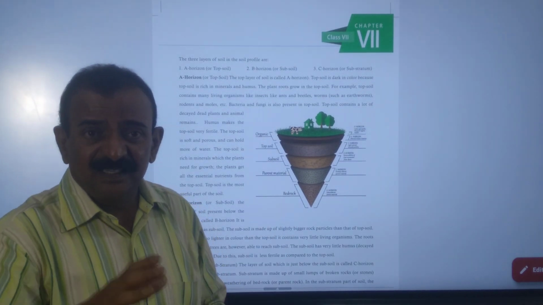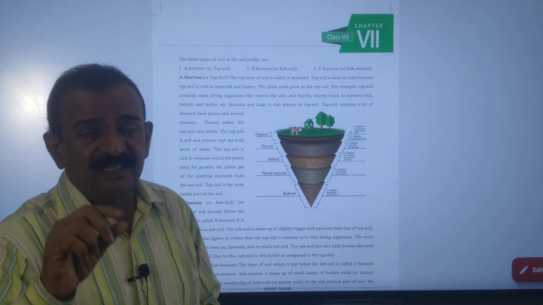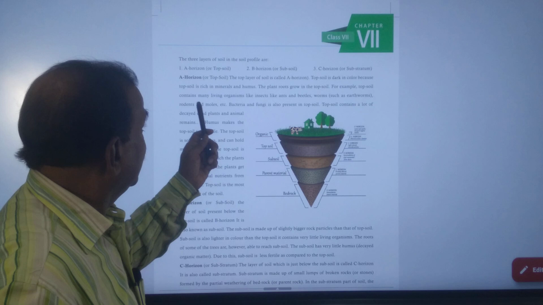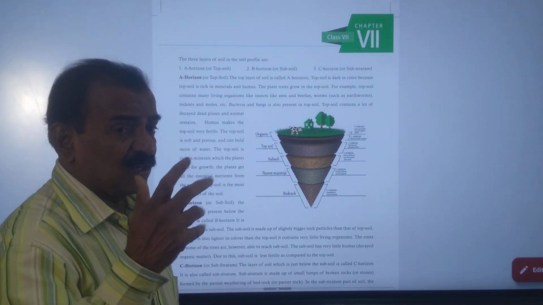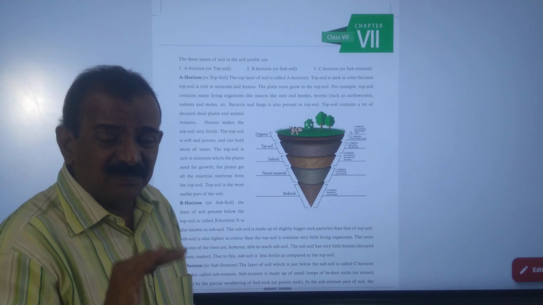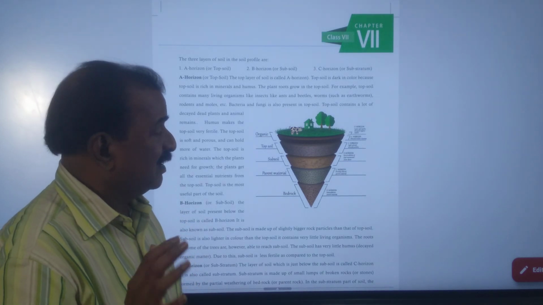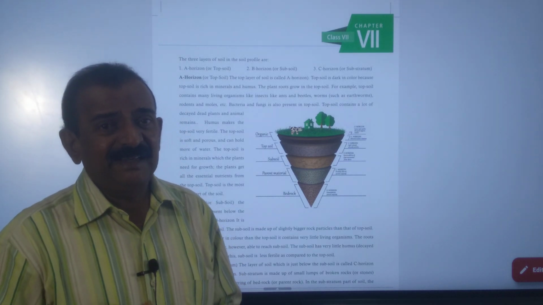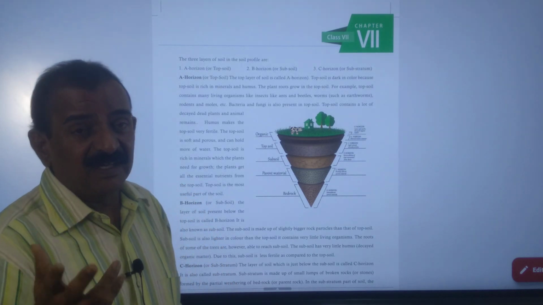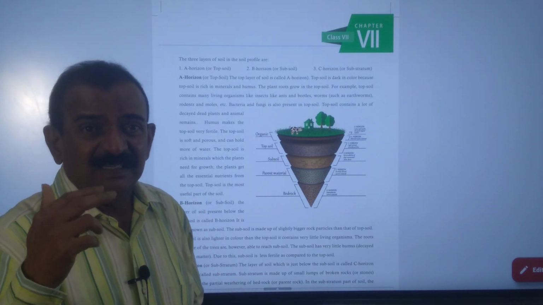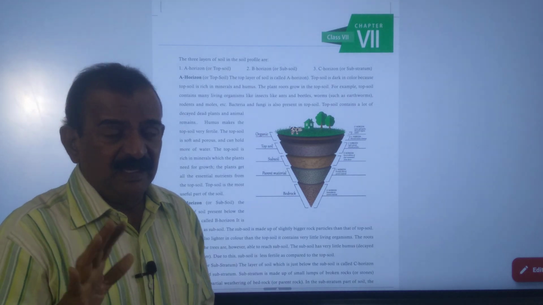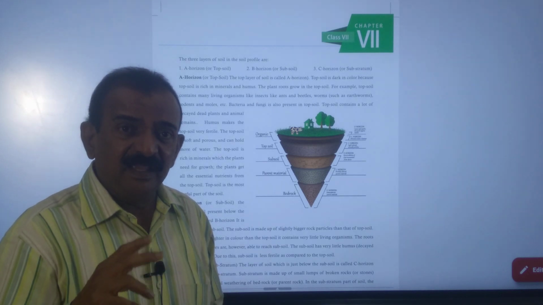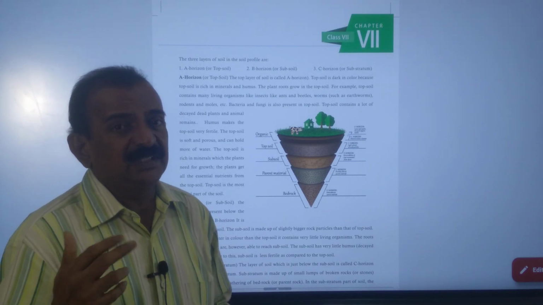There are three layers in the soil, and each layer is called a horizon. There are three types of horizons: the A horizon, that is topsoil; the B horizon, subsoil; and the third one, the C horizon, that is the substratum. This soil profile consists of the A horizon, B horizon, and C horizon.